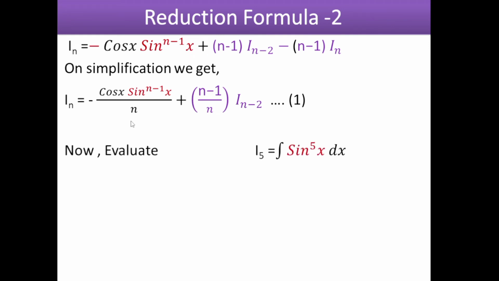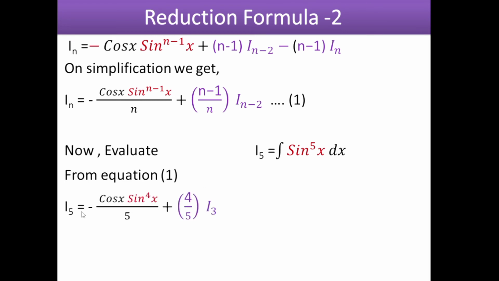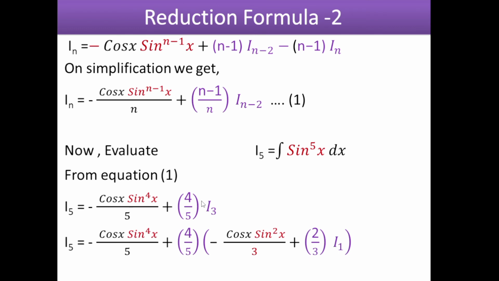Now we can evaluate any power of sine by applying this reduction formula. Here we take the value of n equal to 5, so the value of I5, the integral of sine to the power 5 x dx, becomes this. From this equation we get I5 is equal to minus cos x sine to the power 5 minus 1 by 5, sine to the power 4 x, plus n minus 1 by n, that is 4 by 5, and n minus 2 becomes I3. Again, for the value of I3, we need to put n equal to 3 in equation 1. We get minus cos x sine n minus 1 x by n, that is 2 and 3, plus n minus 1 by n, which becomes 2 by 3 I1.